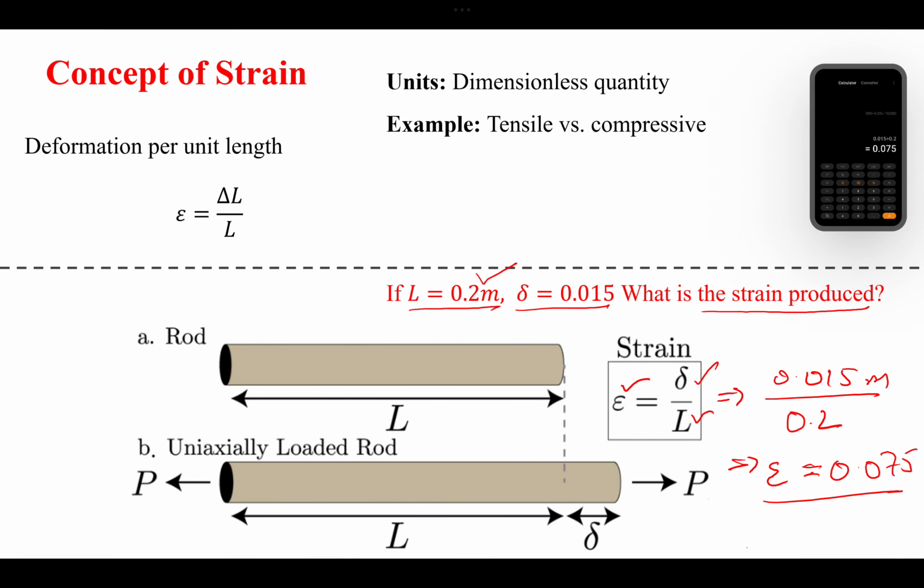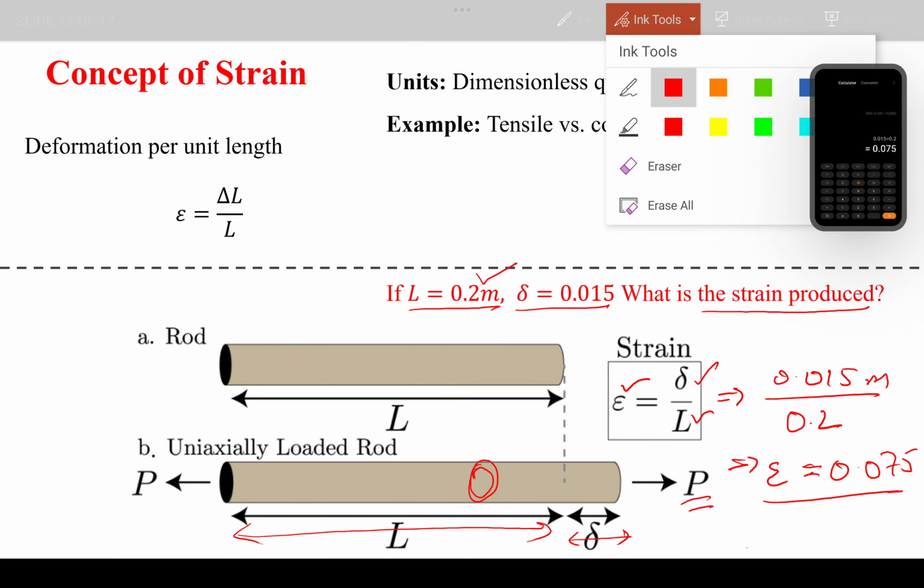Okay, so very simple. We talk about stress. Stresses are the forces divided by the cross section area, whatever the cross section area is. Strain is the change in length, whatever the change you get, divided by the original length of the body. So that will be the strain.